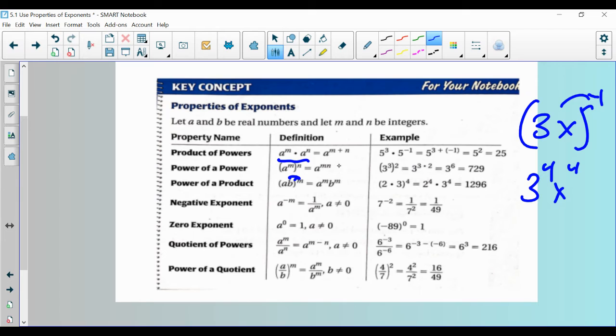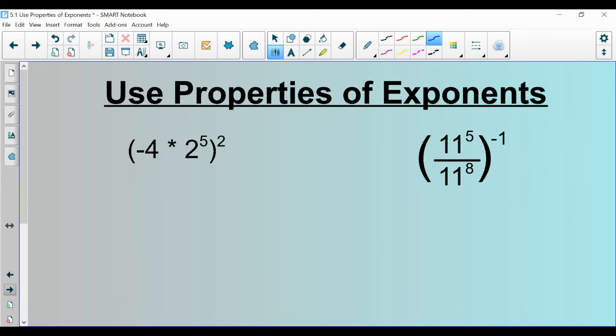These properties are not going to be used, for the most part, one at a time, like you see here. They're going to be used in conjunction with one another. There are going to be problems where you're using a bunch of them, and you are going to be responsible for using them properly. Let's take a look at some examples here.